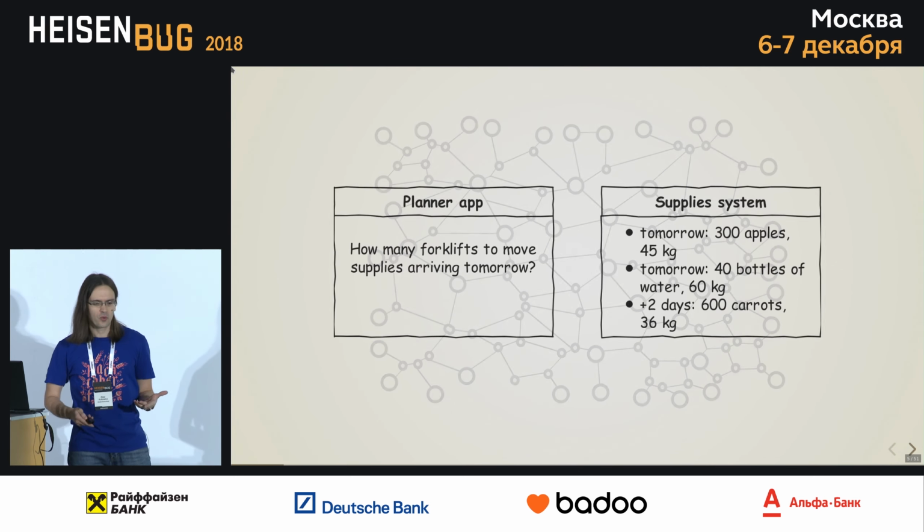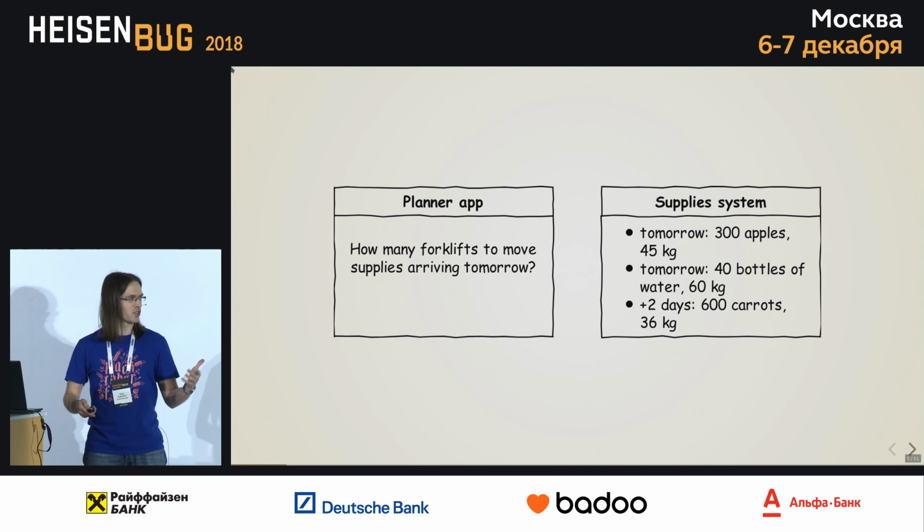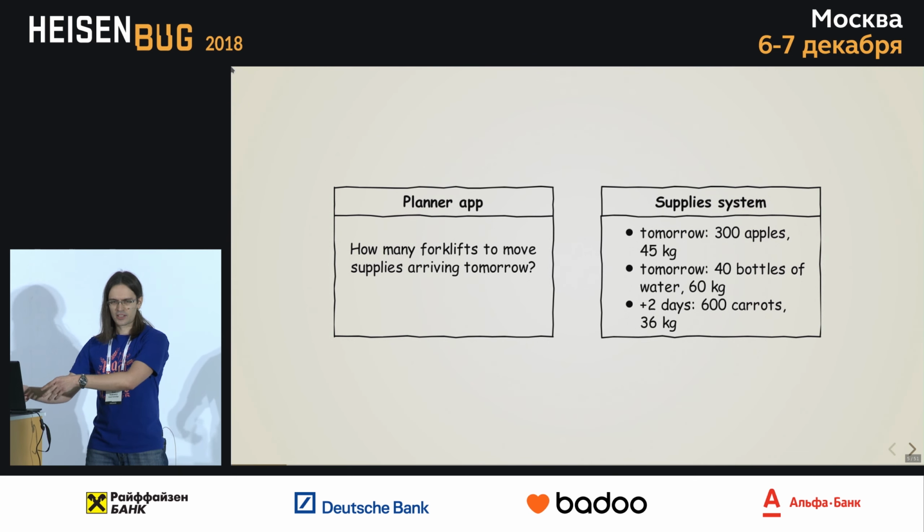Suppose we are running a grocery business, and here are just two applications we develop. In the grocery business, we have a warehouse where we store goods. Trucks are arriving, storing something, and we want to plan the work we do in this warehouse. Imagine we have some water and carrots, and we need forklifts to move those from one place of the warehouse to another. And we need to plan how many forklifts we need for a given day.